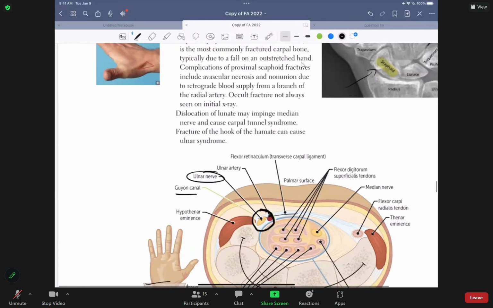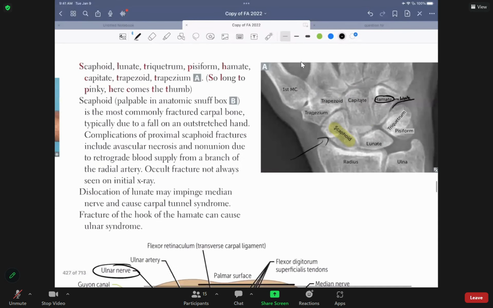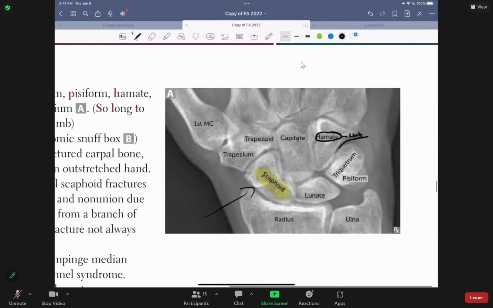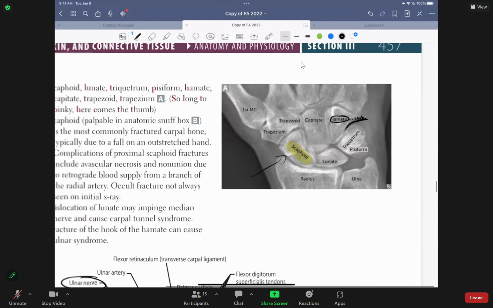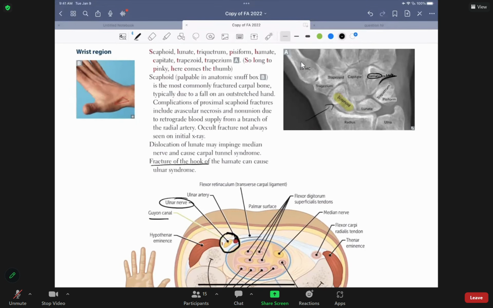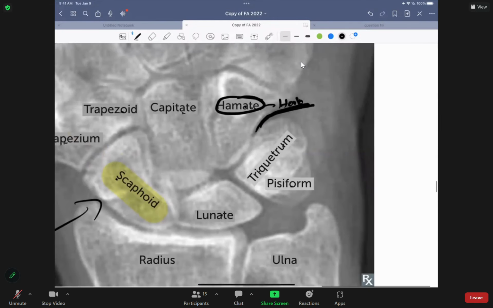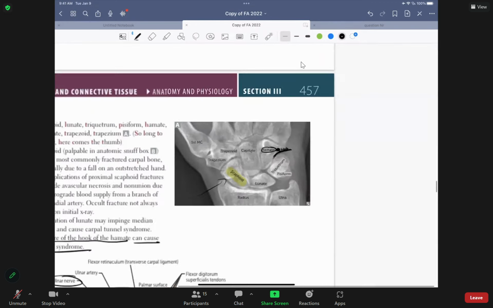Now, the most important here, we already talked about it. Look at that. What did I say? Hamate has a hook. Next to the hook, you have ulnar nerve, right? Anytime there is a fracture to this bone, look at this, fracture of the hook of the hamate can cause ulnar syndrome, which is your Guyon canal syndrome, because that will damage or compress the ulnar nerve, because this bone is here, ulnar nerve is right next to it. When they fracture, they compress that. Is that clear, folks?